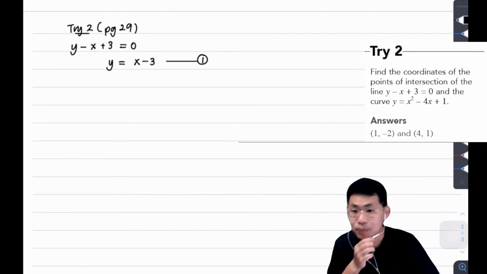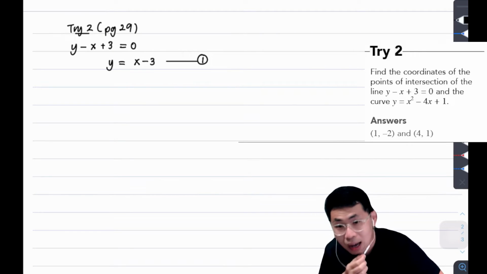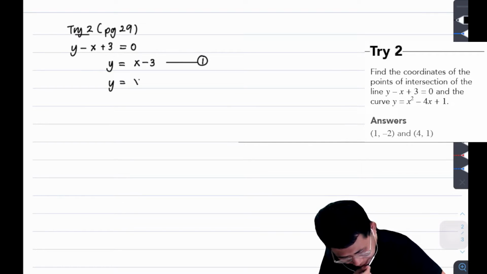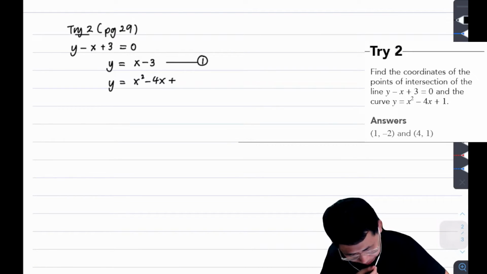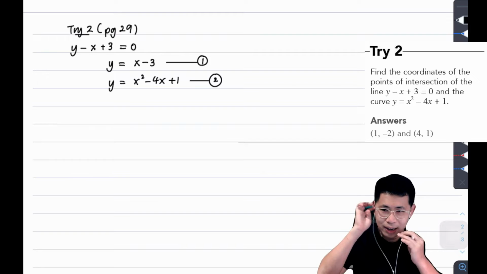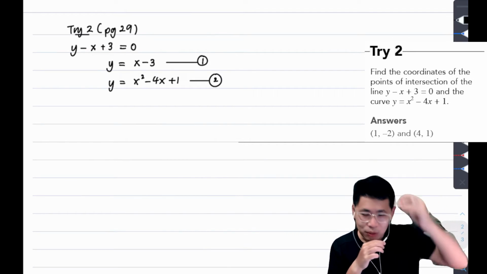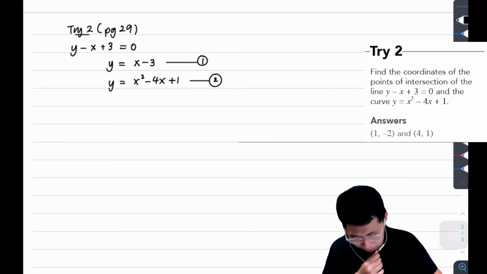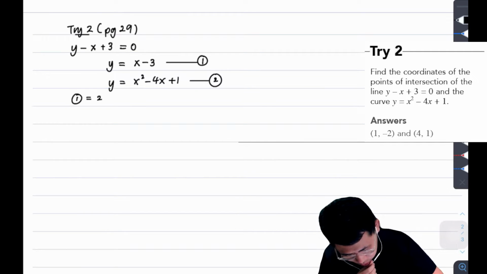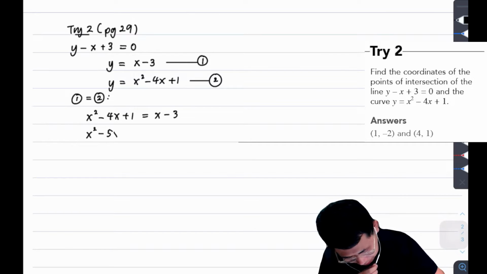Equation 1: y equals x minus 3. Next, the curve y equals x squared minus 4x plus 1. This is going to be my equation 2. And just nice, y equals y, so technically 1 equals 2. We are substituting y. So we have x squared minus 4x plus 1 equals x minus 3. Tidy up: x squared minus 5x plus 4 equals 0.